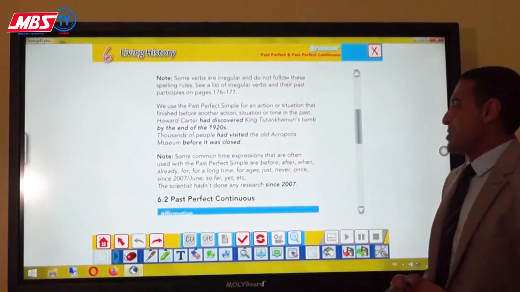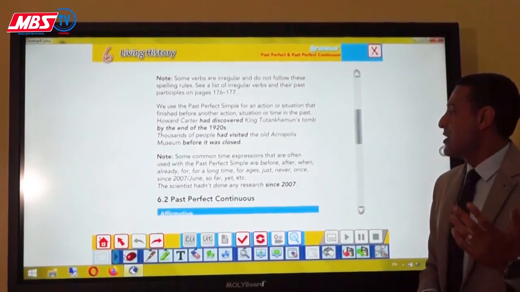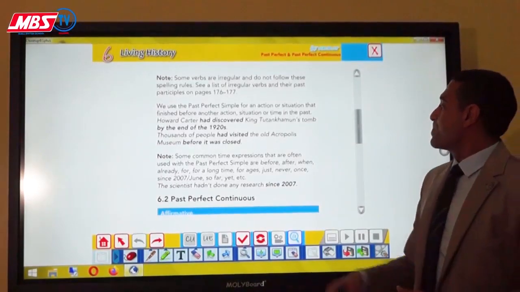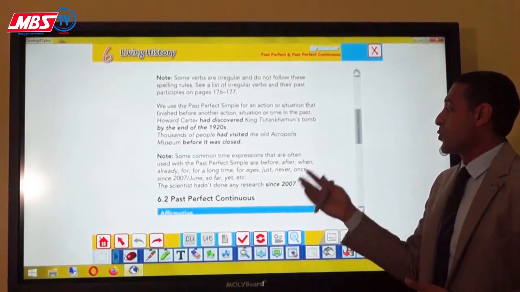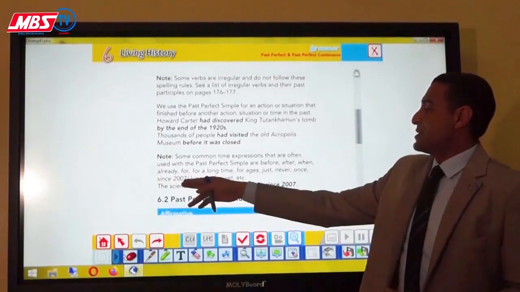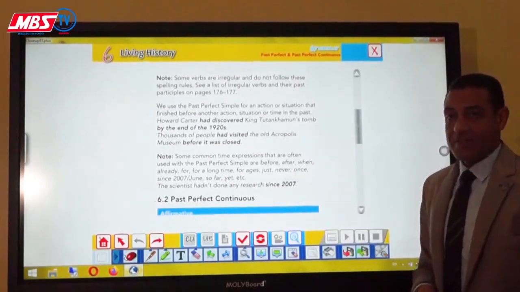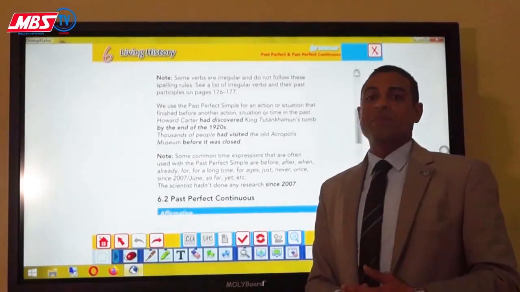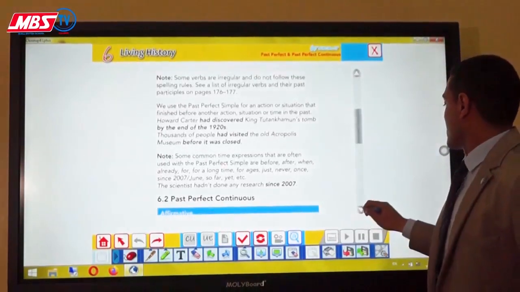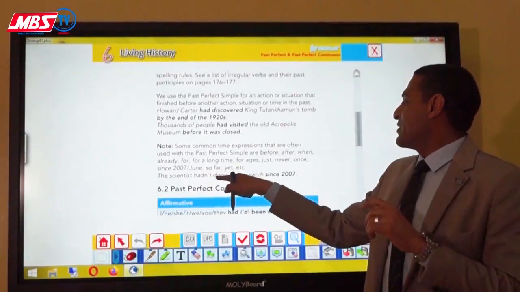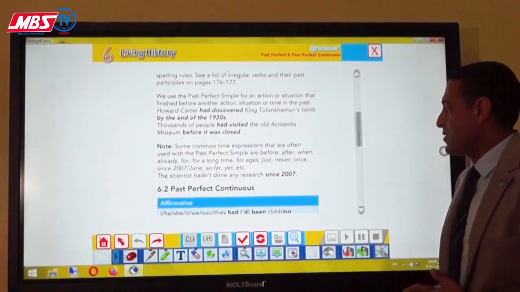There are some time expressions that we can use to join two sentences that have two actions that happened in the past: before, after, when, already, for a long time, for ages, just, never, once, since together with a specific day or month, so far, yet. As you can find, most of them can also be used with the present perfect tense. Just like here: the scientists hadn't done any research since 2007.